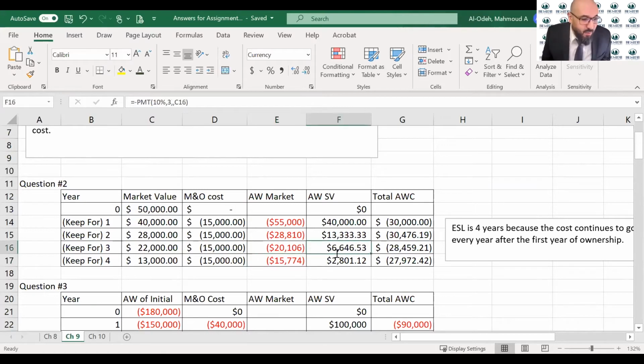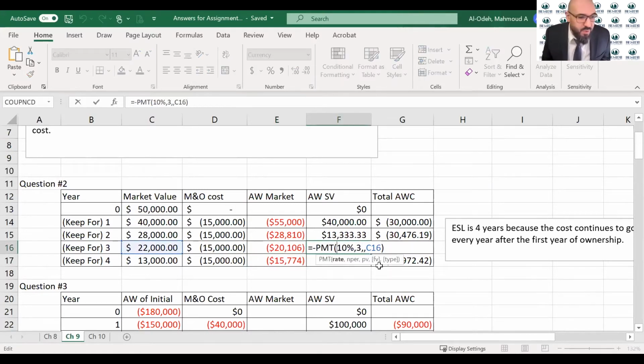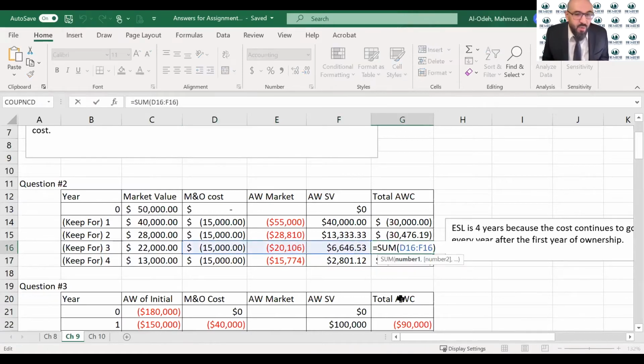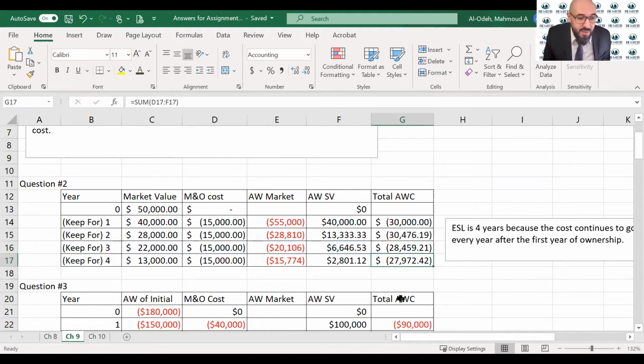The annual worth of the salvage value, PMT 10%. We're going to keep it for 3 years, nothing for the PV. The FV would be 22,000. And now add these values together, the 3 values together, to find out the total annual worth for this asset, if we're going to keep it for 3 years, to be equivalent to 28,459. All right, the last year now, we're going to keep it for, again, 4 years.